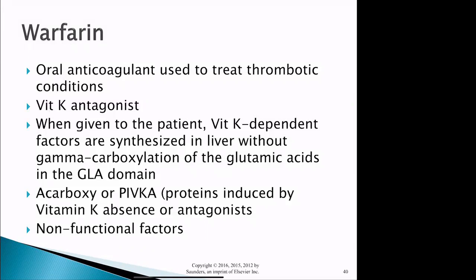So when warfarin is given to a patient, vitamin K dependent factors, okay, that are synthesized in the liver, right? They become synthesized still, but without that gamma carboxylation of the glutamic acids in the GLA domains, okay? So it's just stopping that gamma carboxylation. So it makes sense, right? It makes sense because it's an anticoagulant. It's Coumadin, it's warfarin. It's an oral anticoagulant. And what we want to do is we want to stop clotting. So it really targets those vitamin K dependent factors, which are which factors?